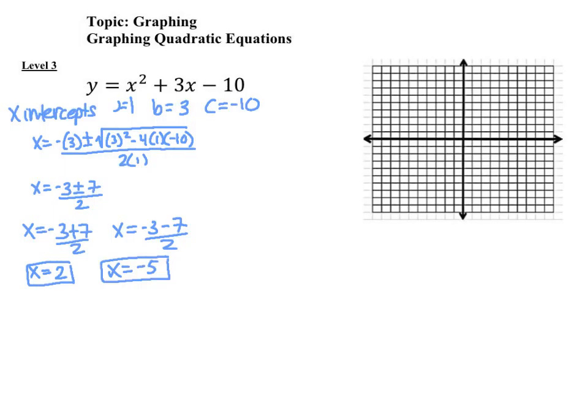Now I'm going to graph them on the coordinate plane. So I get x equals 2 as one intercept, and x equals negative 5 as the other x-intercept. The next thing I need to do is find the line of symmetry.